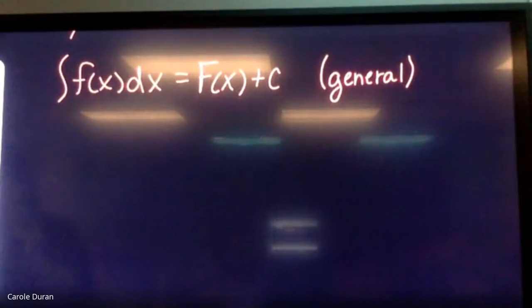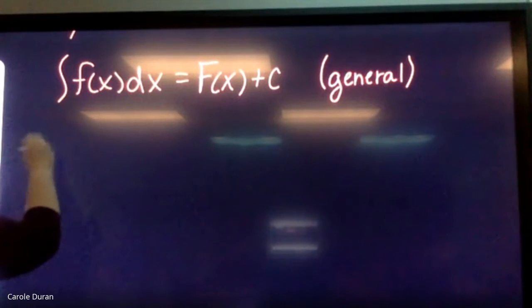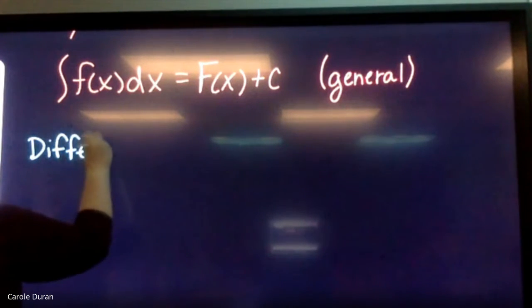So we're going to start with a little bit of vocab.